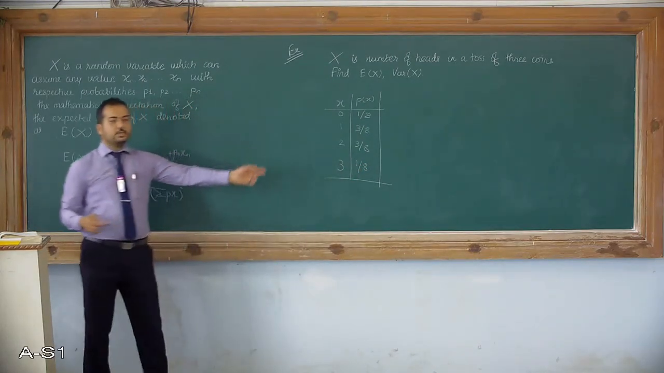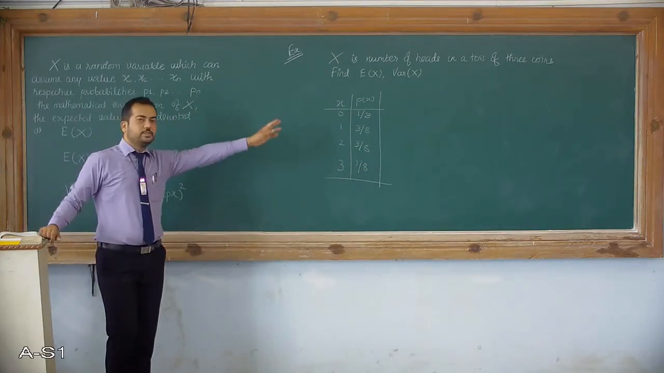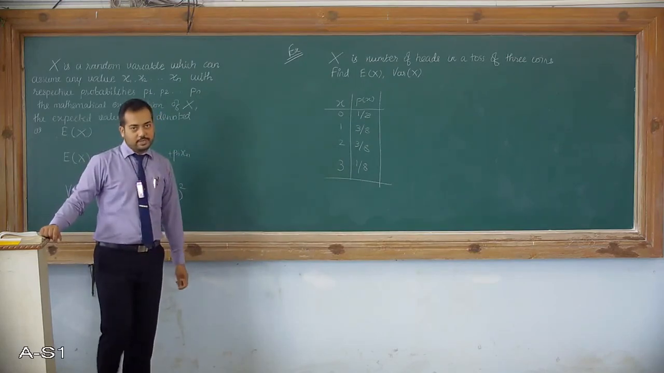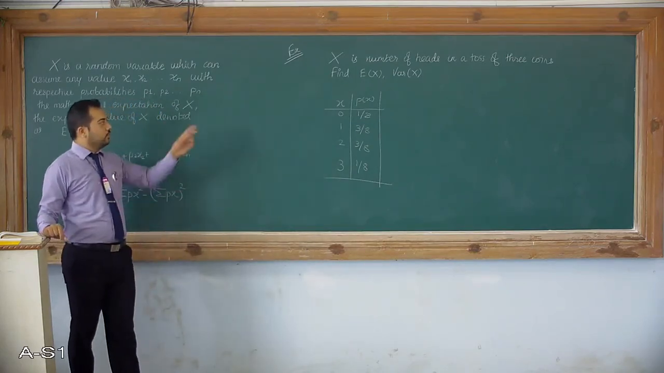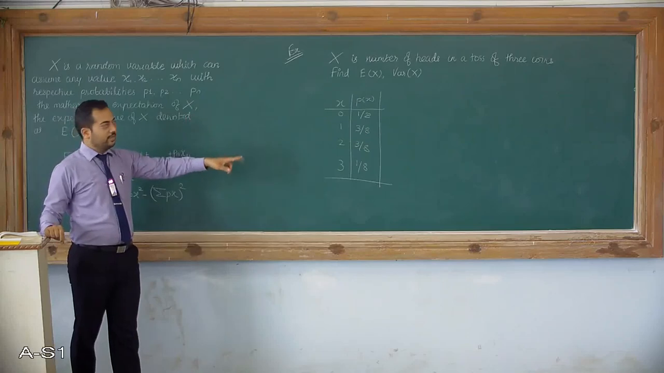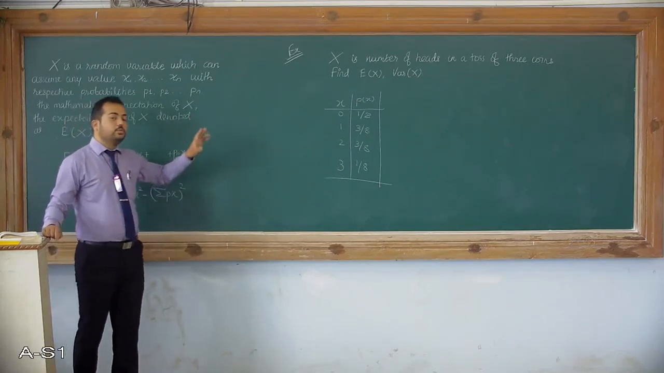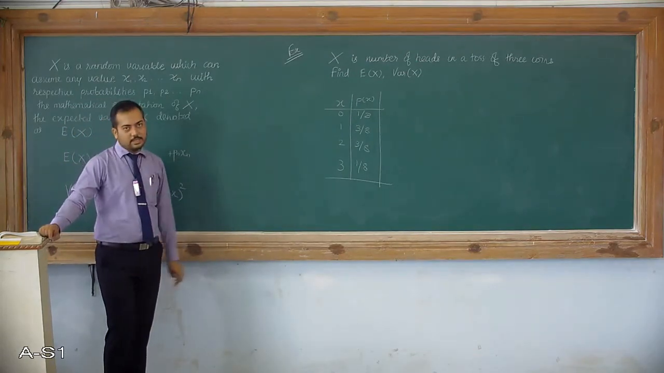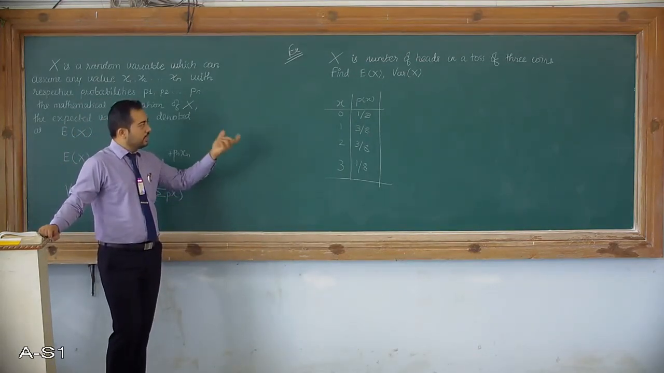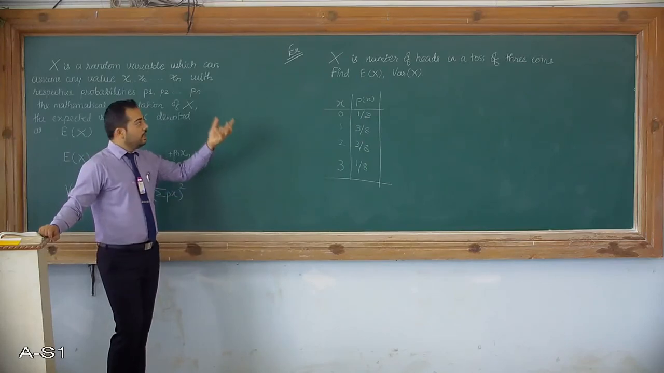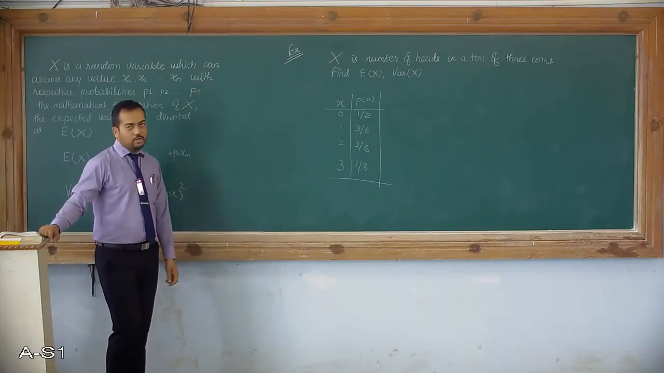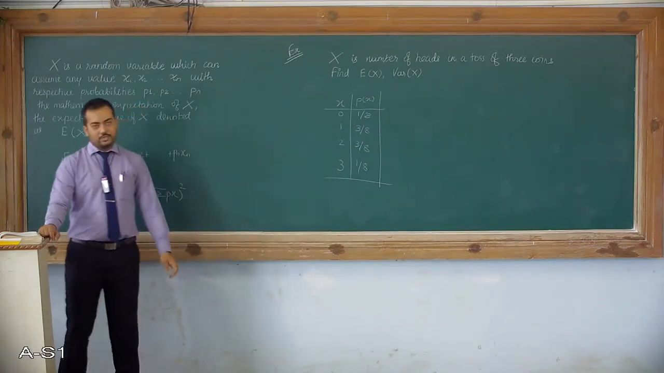Now the next thing is you need to multiply x into P of x to calculate the expected value of x, and then you have to square x and multiply with P of x to calculate the variance of x. So we hope you are able to solve and complete this example. All of you just note this down and also solve this example, calculating the expected value of x as well as the variance of it.